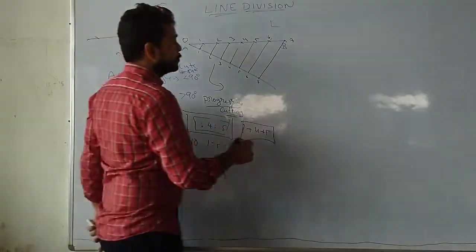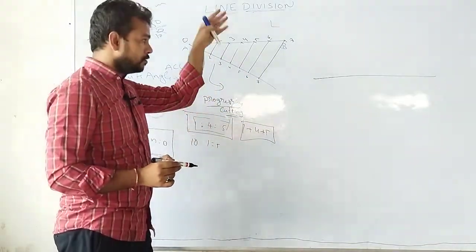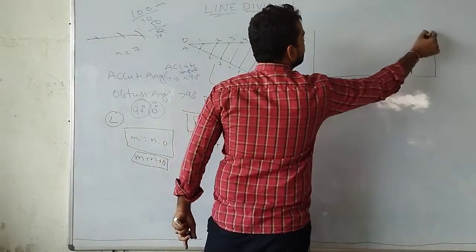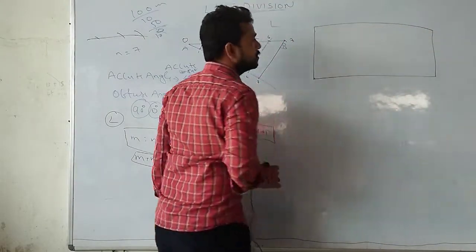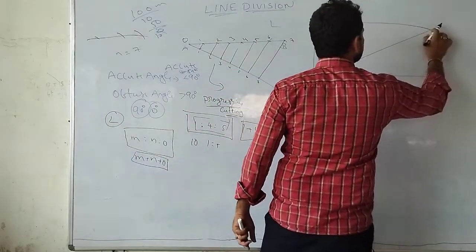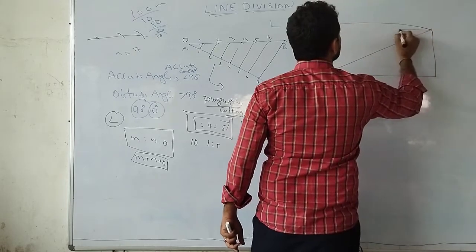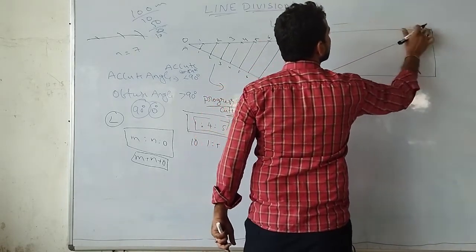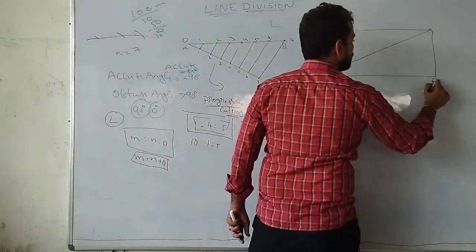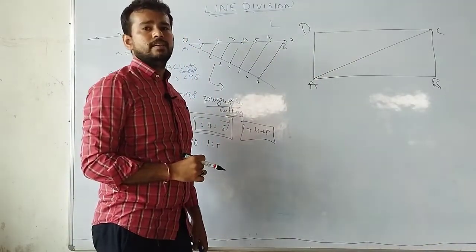What you should do? See, this is the line length here. If you want to make it into unequal number of parts, you just need to construct a rectangle like this, close this one. Then you have to draw a diagonal, which is A, B, C, D.